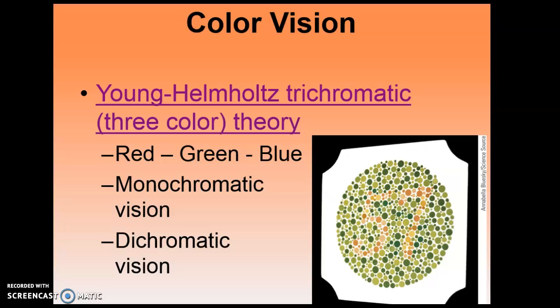if you are dichromatic or monochromatic, you might struggle to see the image on the right. Depending upon which of your cones are deficient, most of us can see that there's a 57 clearly in this image. But for those people with monochromatic or dichromatic vision, it's possible that they don't see that very clearly or at all.